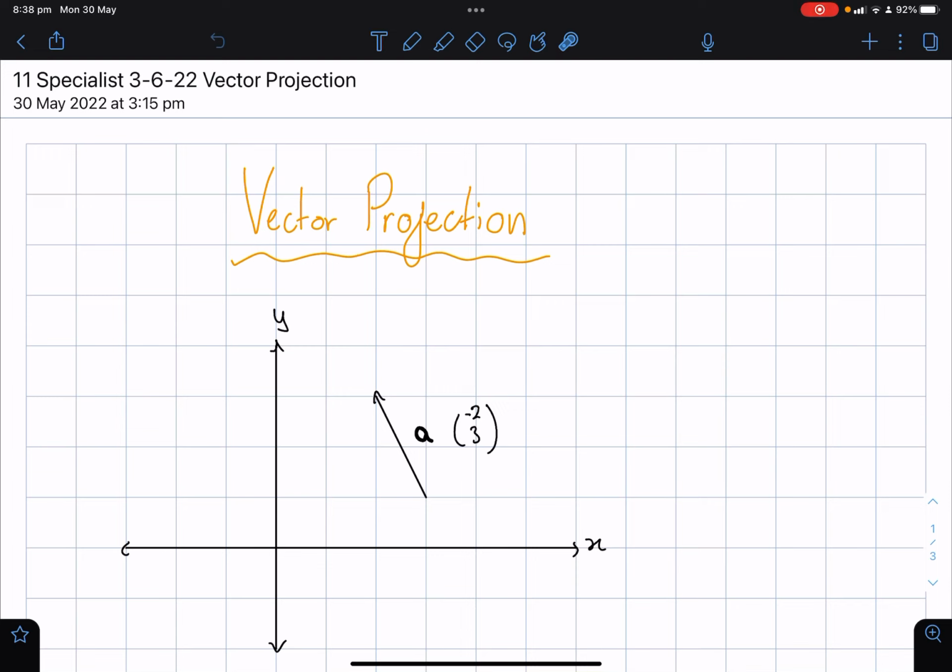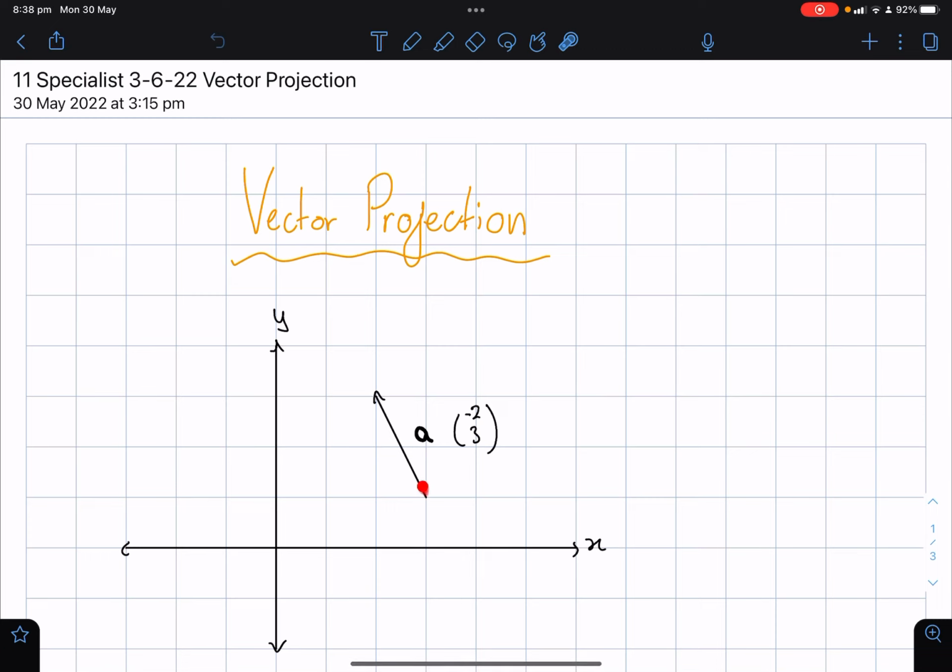So we are continuing on with our vector work and building that block of vector knowledge and concepts and tying them all together. Today we're going to look at one of the trickier concepts within vector work at this level. We're going to start looking at vector projection.